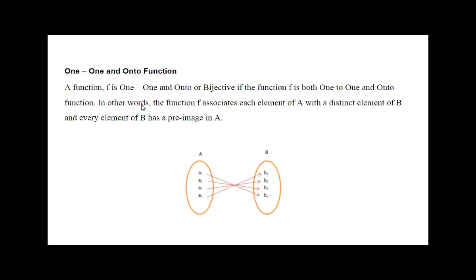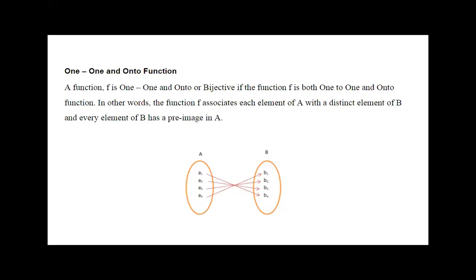Then one to one and onto function. A function f is one to one and onto, or bijective. Bijective means it is one to one and also onto. If only one to one is there, it is called injective. If onto is there, it is called surjective, and the combination of these will be bijective. If the function f is both one to one and onto, then it is called a bijective function.